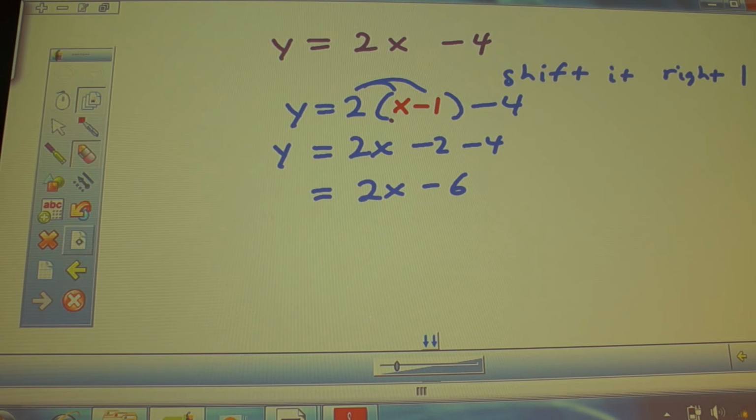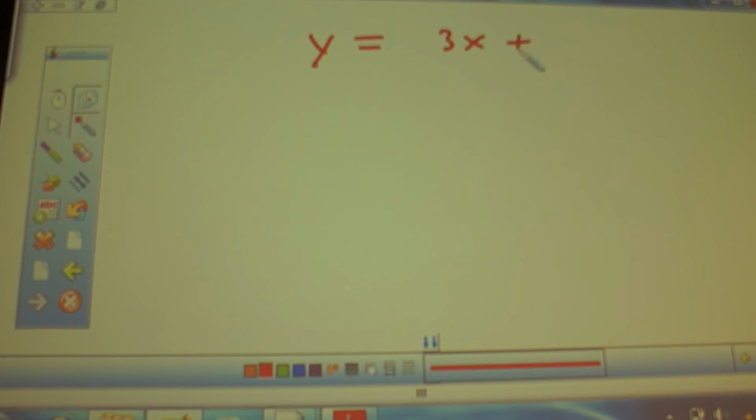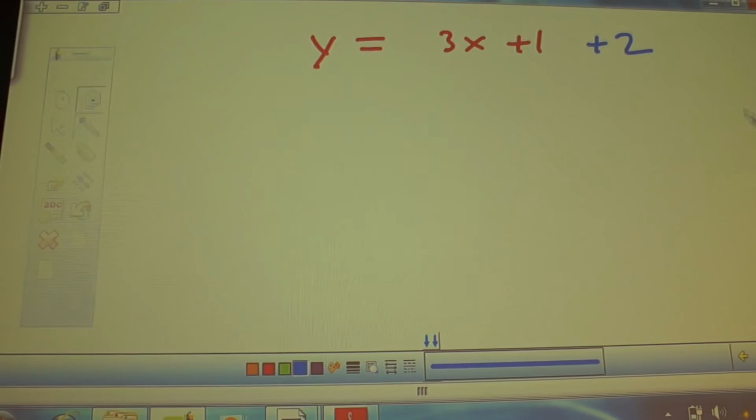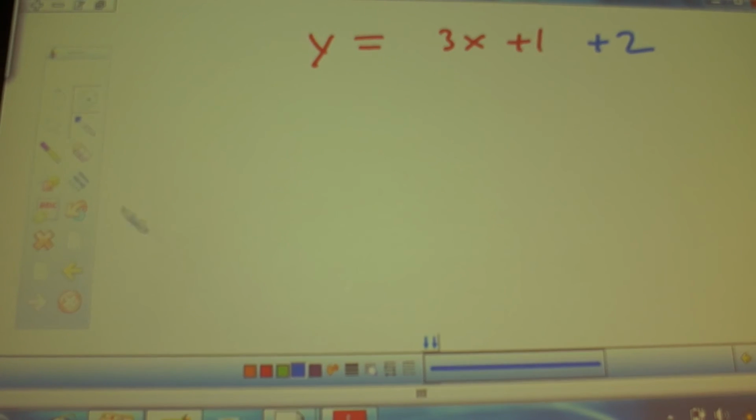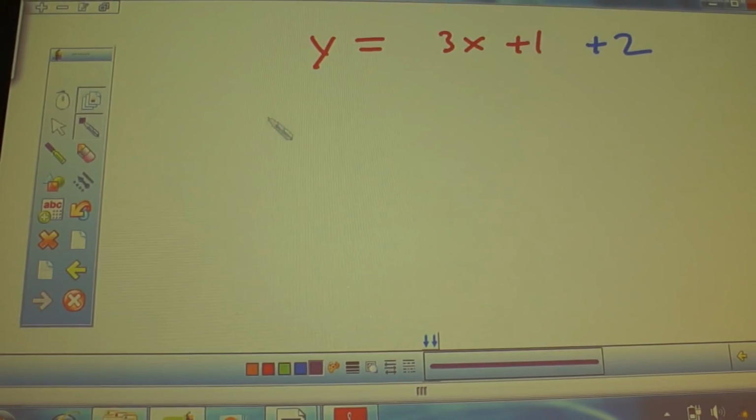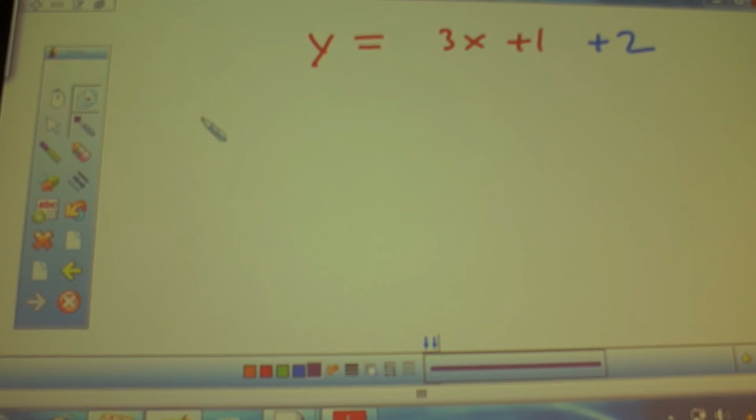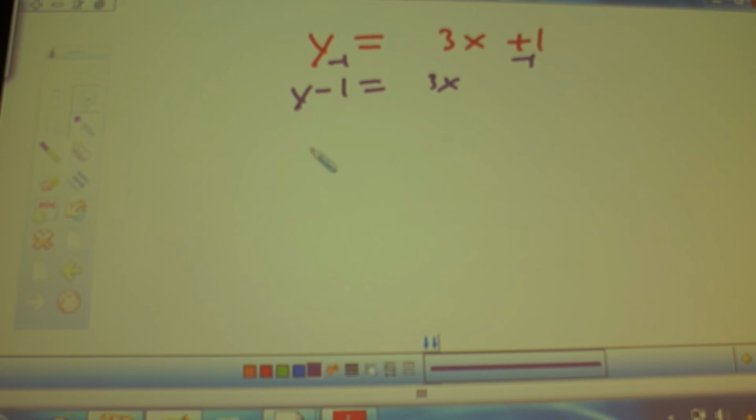Remember when we shift the y, 3x plus 1, if we want to shift the y up 2, we just add 2 to the end, because you're adding to the opposite side. But if I want to shift x, then I first have to solve for x, and then add whatever I want to the other side, and then resolve back for y. So remember what I did was I said, let's solve for x, so I do y minus 1, right, to get rid of the 1, and then I divide by 3 to get rid of the 3.